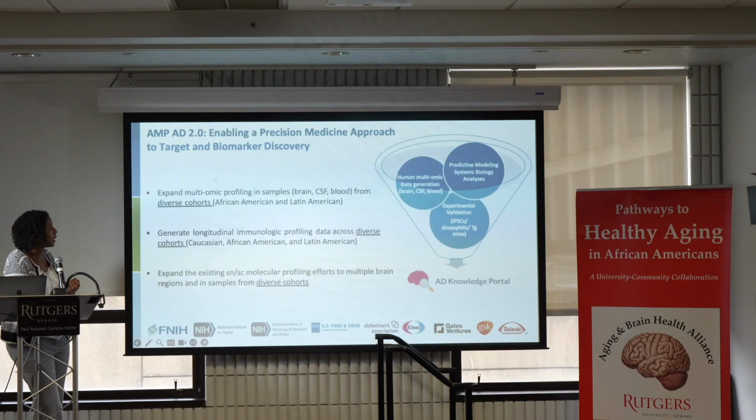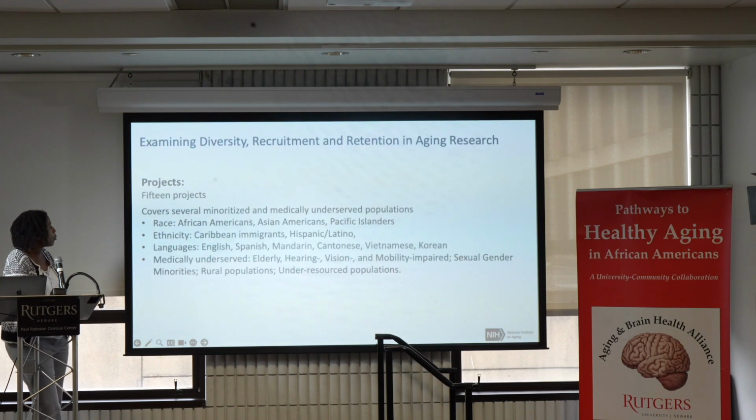This is something that NIA has been pushing for a very long time. We'll continue to do so. So we have the AMP-AD 2.0, which expands the multi-omic profiling and samples of diverse cohorts, also aiming to generate longitudinal immunologic profiling data across diverse cohorts and to expand existing molecular profiling within diverse populations. We also support diversity, recruitment, and retention work.